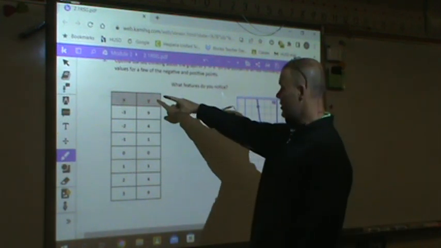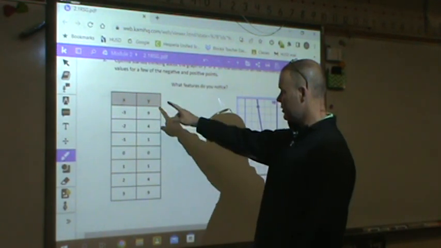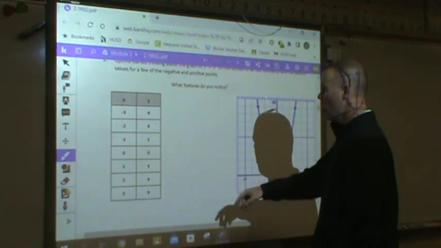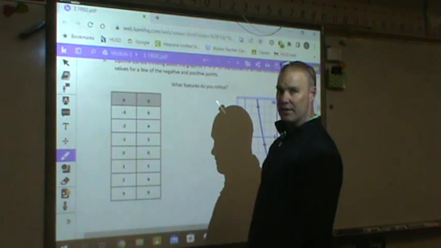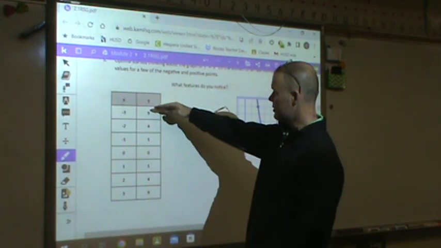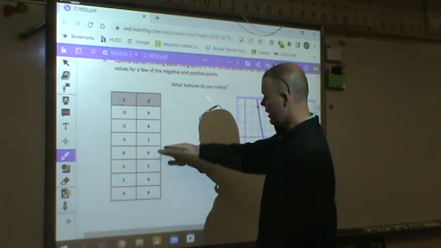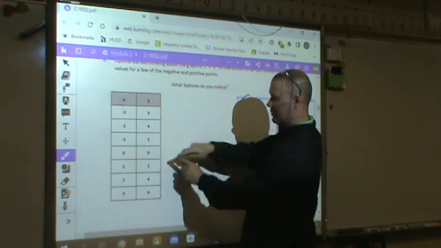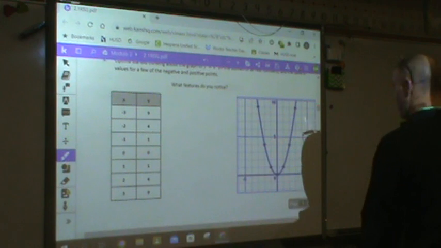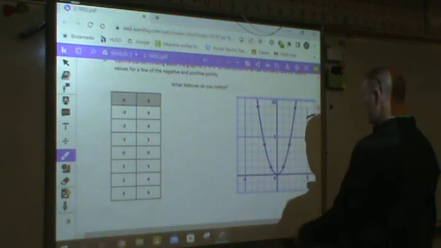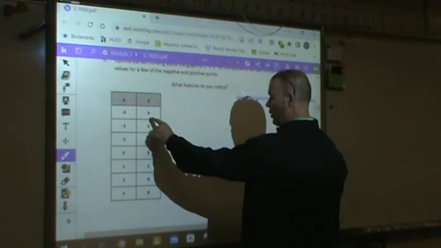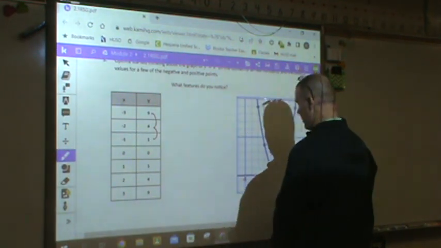How do we notice that this is a quadratic function, because this table matches this graph, without doing first and second differences? Well, what you should notice is 9, 4, 1, 0, 1, 4, 9. In other words, we meet in the middle. So if we meet in the middle, what do we notice? Some key features here: 1, 4, 9. You should notice that pattern.